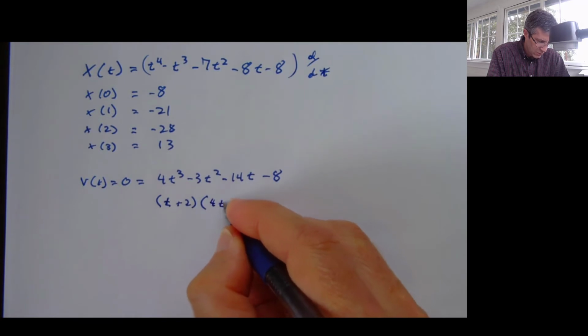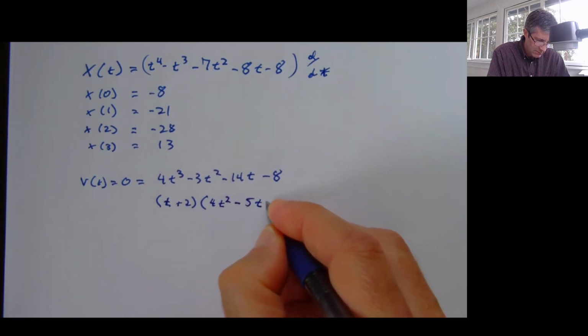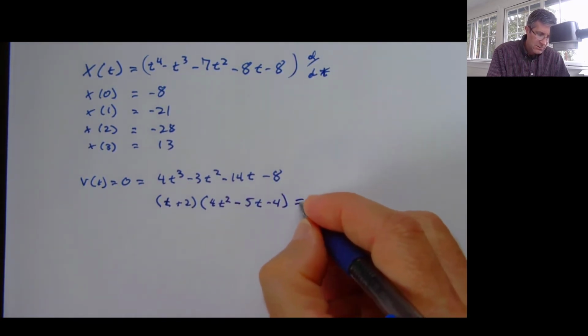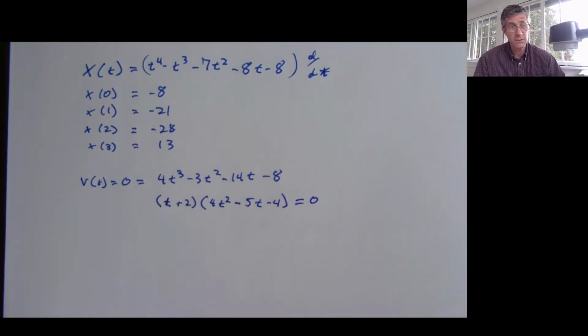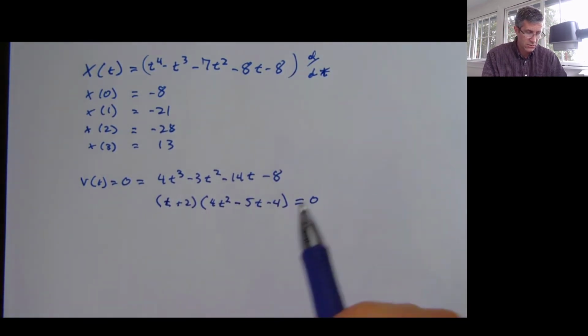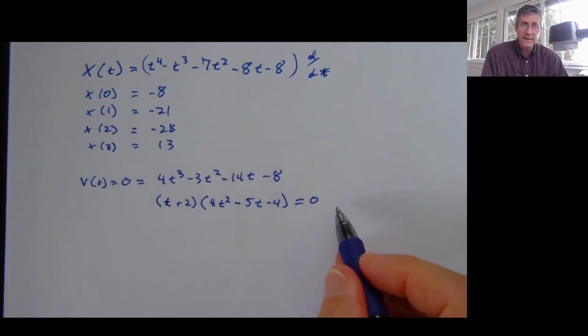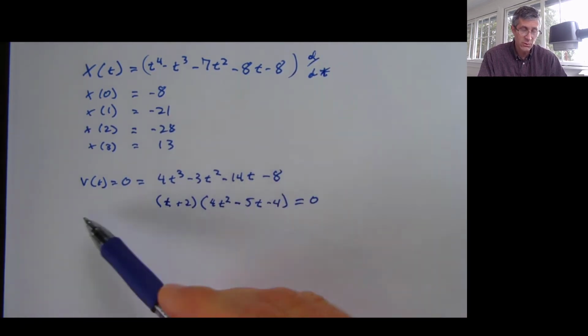And this is going to leave me 4t squared minus 5t minus 4. So I'm going to set this equal to 0. Hopefully you should be able to take it from this point, right, that I know when this is 0. So it's just telling me when my velocity is 0.